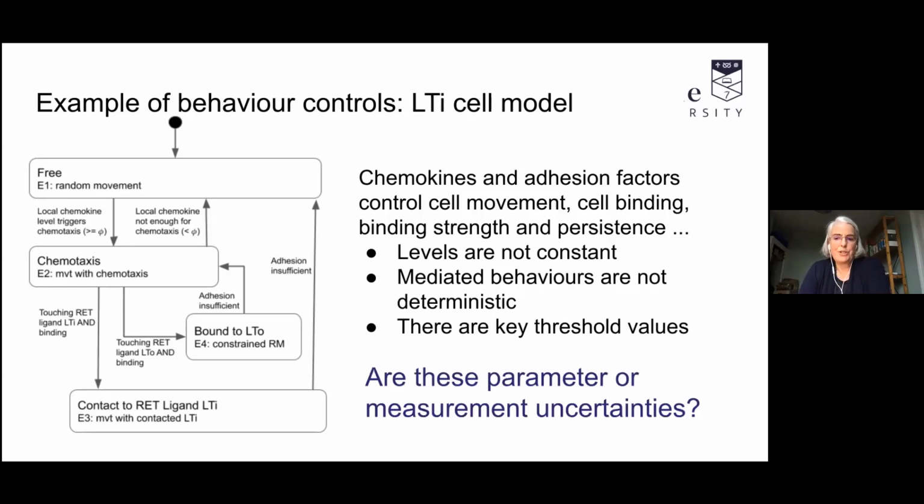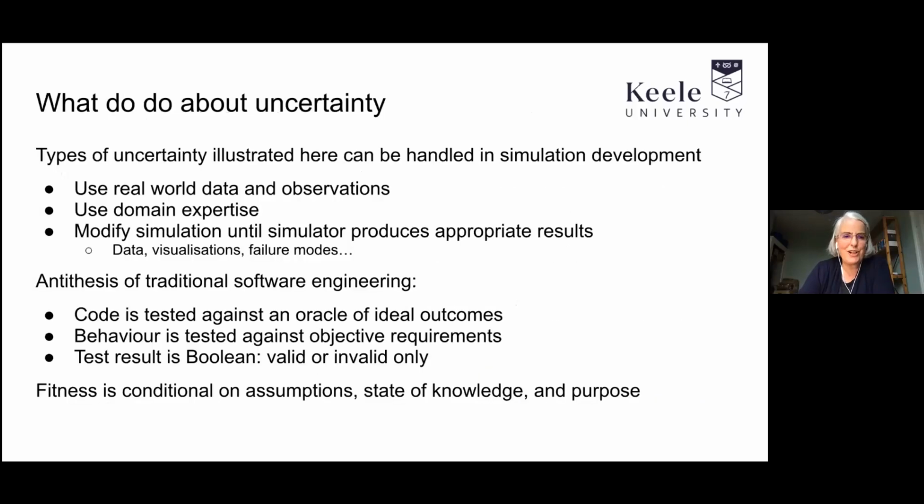So chemokines and adhesion factors control cell movement, cell binding, and the strength and persistence of binds. The levels aren't constant. The mediated behaviours are not deterministic, and there are key threshold values, so we're always having to do comparisons. Again, are these parameter or measurement uncertainties? When people write about how to resolve parameter uncertainties, is this a parameter uncertainty? Some of these questions are just there.